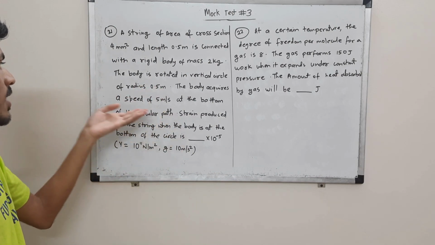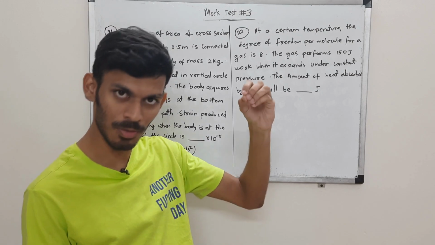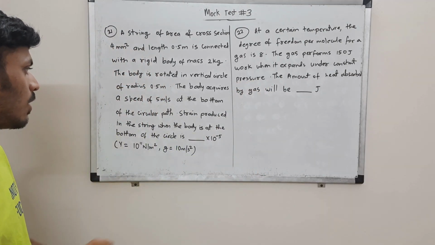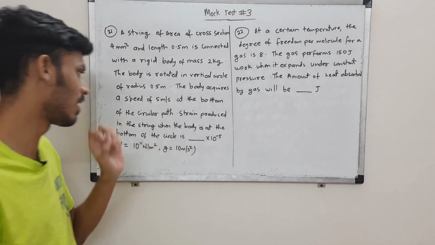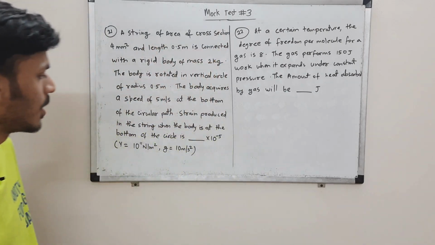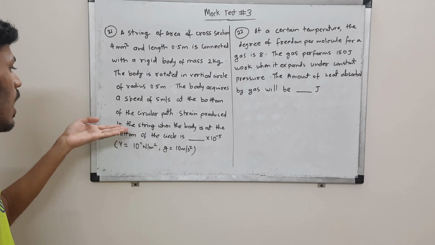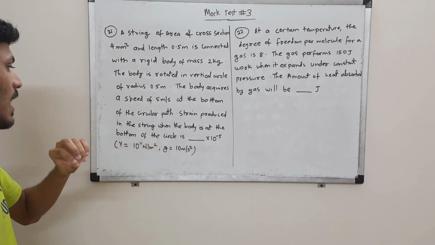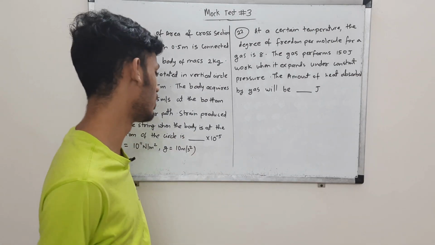The body acquires a speed of 5 meters per second at the bottom of the circle. You are supposed to tell what is the strain produced in this string, that is, the ratio of change in dimension to original dimension, produced in the string when the body is at the bottom of the circle.